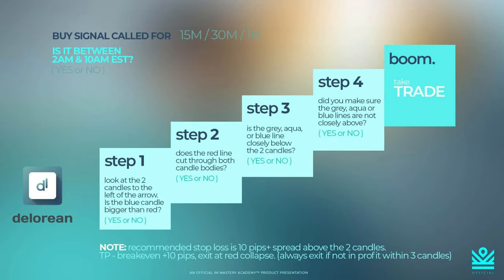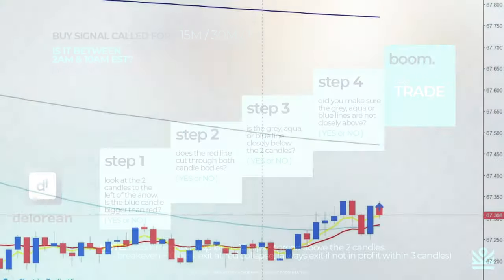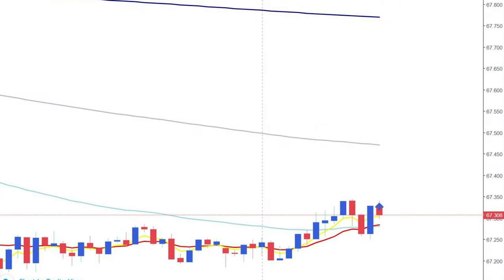That moves us to step number three. Step number three says, is the gray, aqua, or blue line closely below the two candles? Okay, so we're going to now go into it, and we're going to take a good look. Remember, what was our statement after it? Or cutting through. Those are the top premier setups. So now let's look at this. Is the gray, aqua, or blue line cutting through both or cutting through?